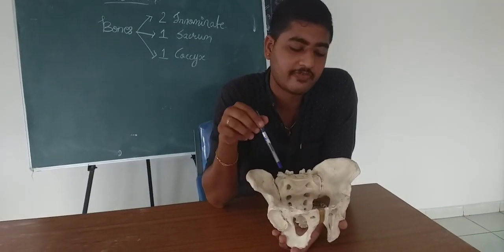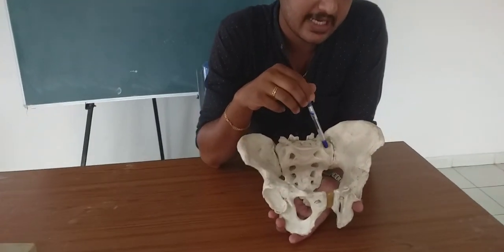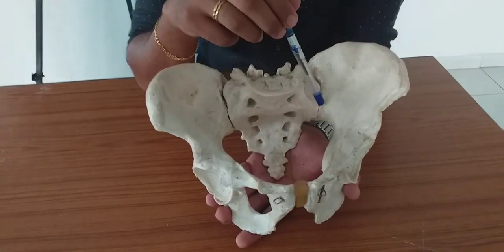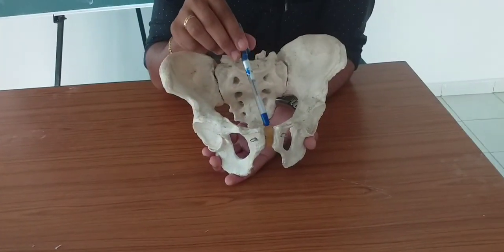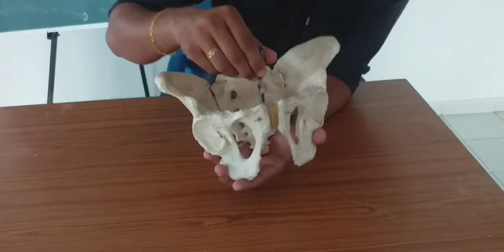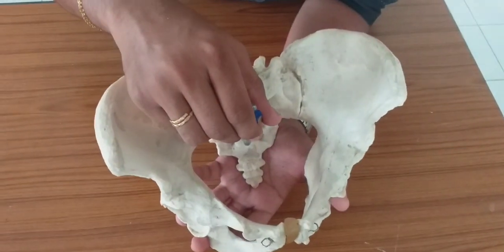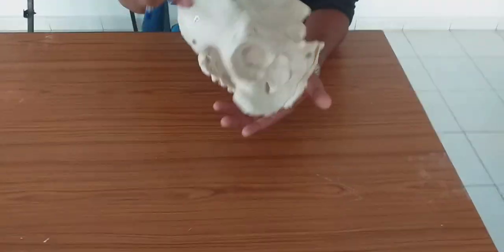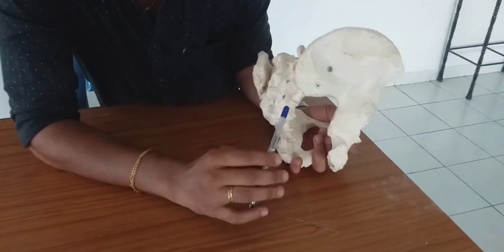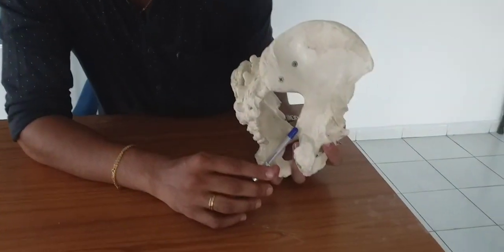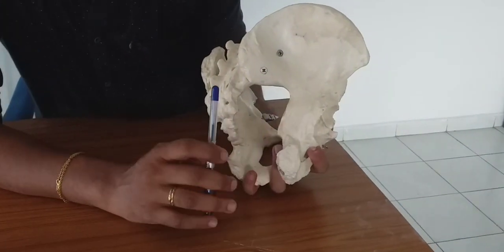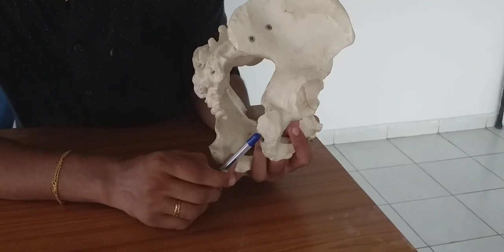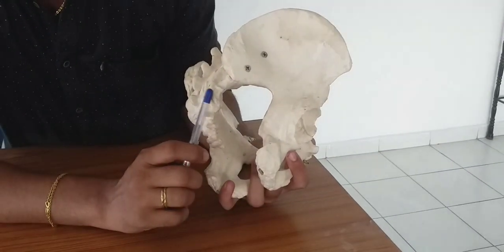Coming to the ligaments of the female pelvis. Between the sacrum and the ilium we have the sacroiliac ligament. Between the two pubic bones we have the interpubic ligament. Between the sacrum and the coccyx we have the sacrococcygeal ligament. At the back, between the sacrum and the ischial spine we have a ligament called the sacrospinous ligament. Between the sacrum and the ischial tuberosity we have a ligament called the sacrotuberous ligament.